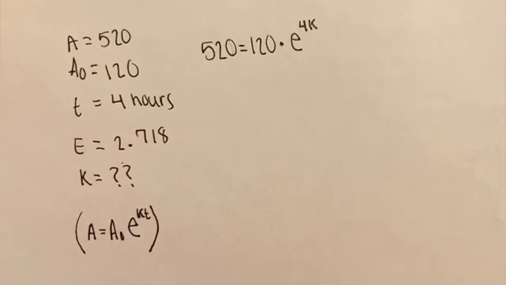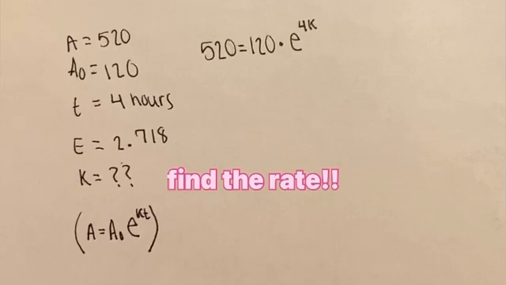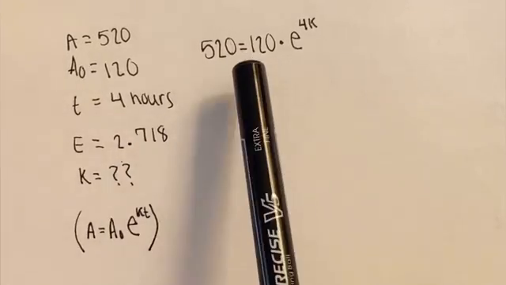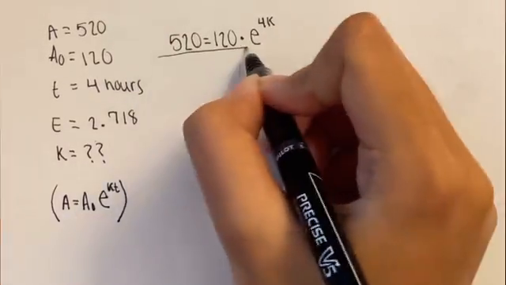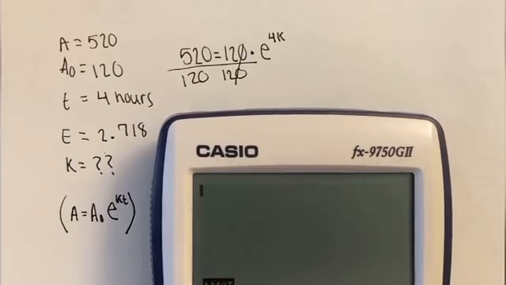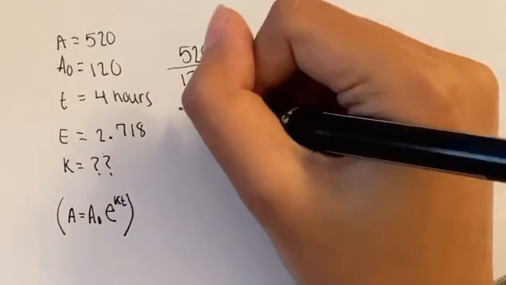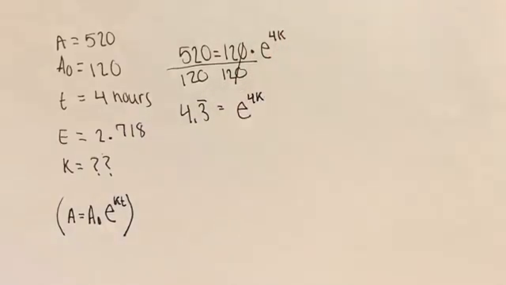So what we know as of now is that our total population is equal to 520, our initial population is 120, the amount of time is 4 hours, the constant is 2.718, and what we don't know is k, also known as the rate. Once you plug everything into the equation, this is how it should look. So the first thing you would do is divide by 120 on both sides. So you get 4.3 is equal to e to the 4k power.